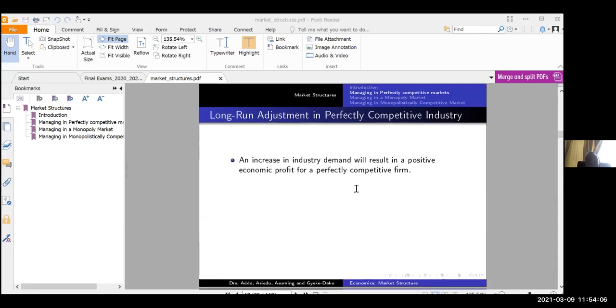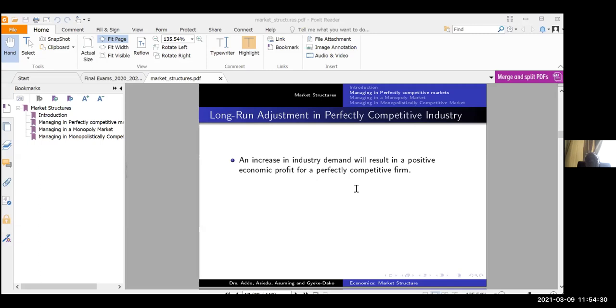Long run adjustments in a perfectly competitive market. What happens in the long run? You can think of markets that are perfectly competitive, with free entry. People are making money in those markets, so we all come into the market. Those who haven't thought of that business will come in because we can all see the profits.